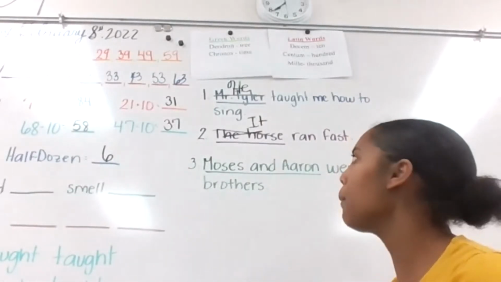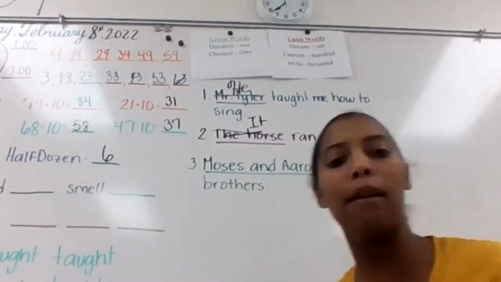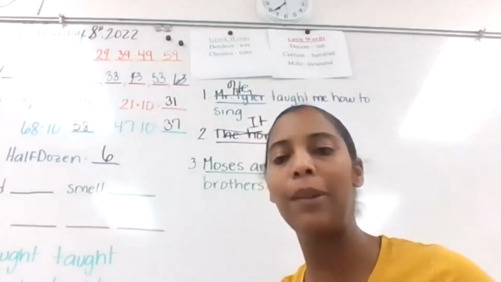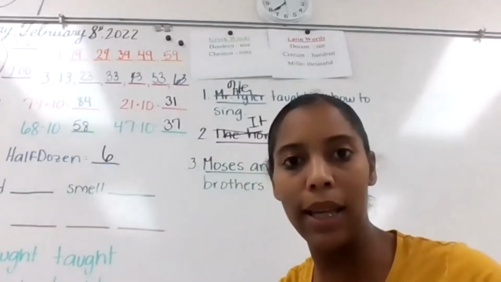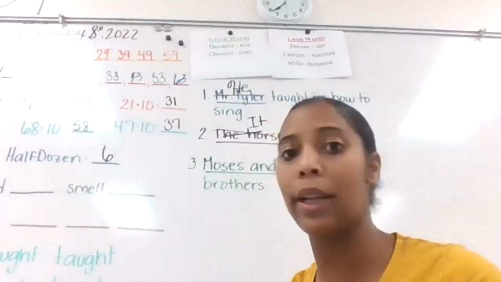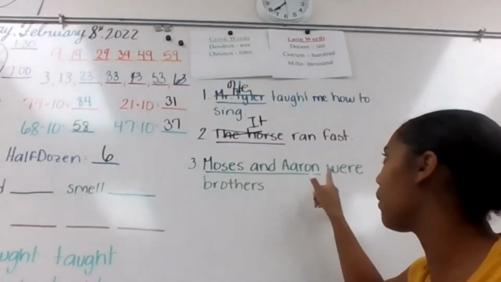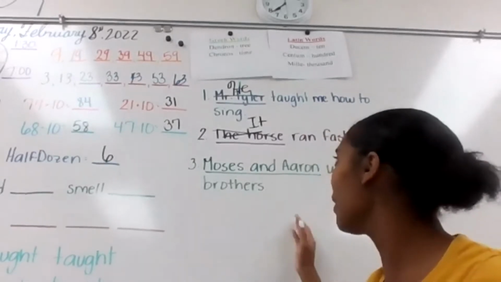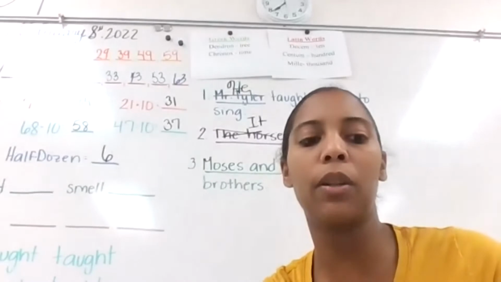Okay, number 3. Moses and Aaron were brothers. Now, Moses and Aaron are more than one person. They're 2 people. So Moses and Aaron, that's 2 people. Now, you can't say we. You're not Moses and you're not Aaron. So what are the correct pronouns to replace Moses and Aaron were brothers? They. Go ahead. Yes, but don't say it out loud. I want you to write it. Okay, so go ahead and write this one over with the correct pronoun.